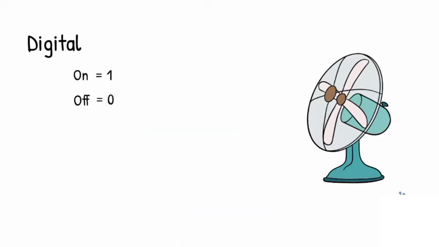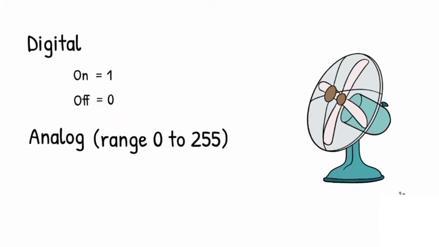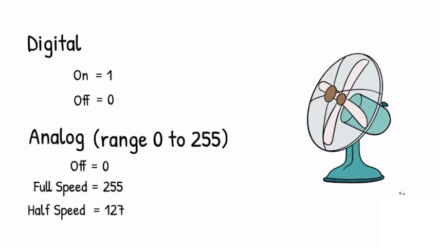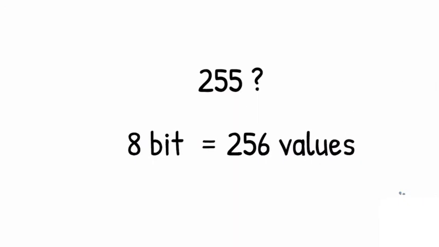If we control the fan with analog signal, this would mean we have a range of values. Therefore, we can now control the speed of the fan rather than just on and off. For example, the range is from 0 to 255. 0 would mean off, 255 would mean full speed, whereas 127 would mean half the speed. But where did this 255 value come from? Well, this is an 8-bit value, which means we have 256 values.